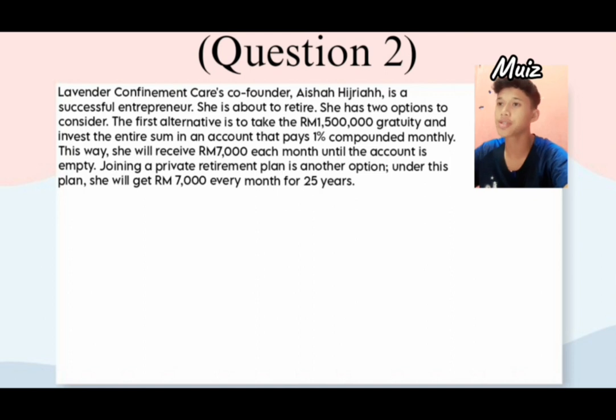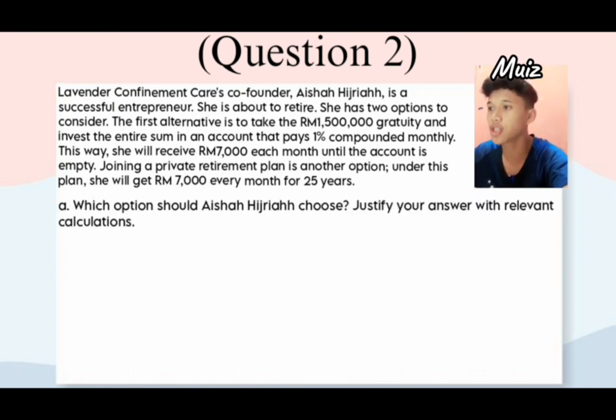So the question states two alternatives. The first alternative is to take 1,500,000 gratuity and invest it in an account that pays 1% compounded monthly. This way she will receive 7,000 each month until the account is empty. Joining a private retirement plan is another option. Under this plan, she will get 700,000 every month for 25 years. And the question asks, which option should Aisyah Hijriah choose?